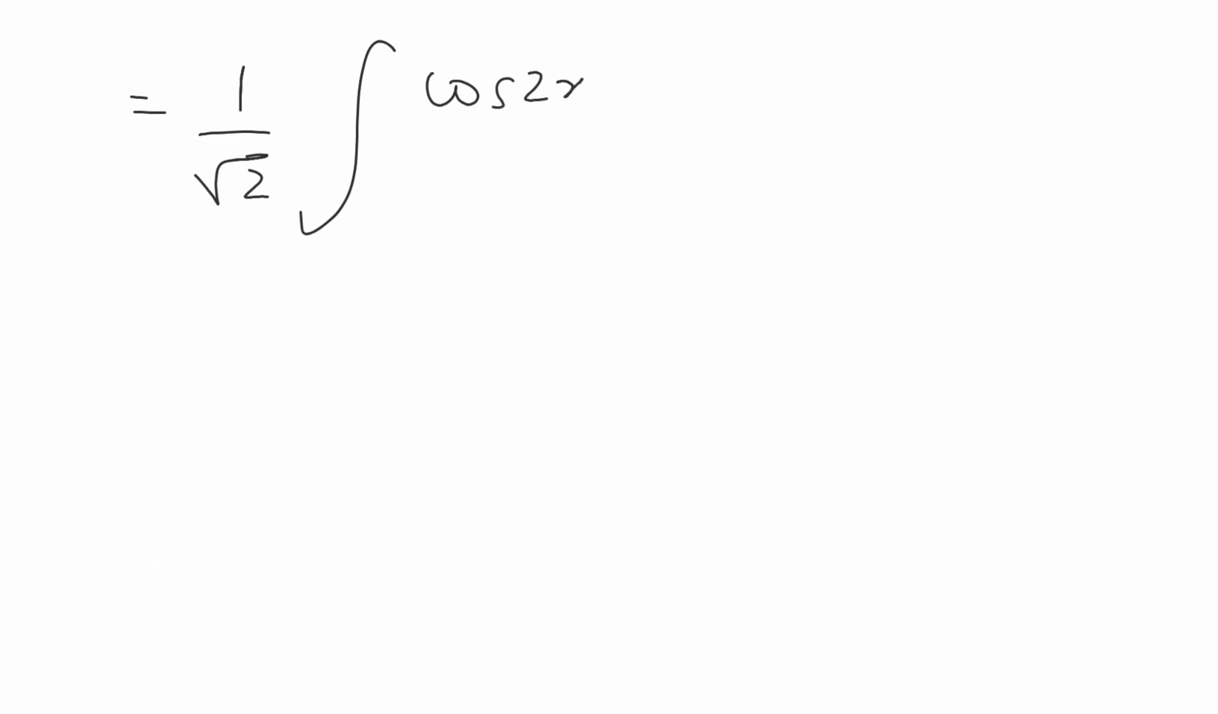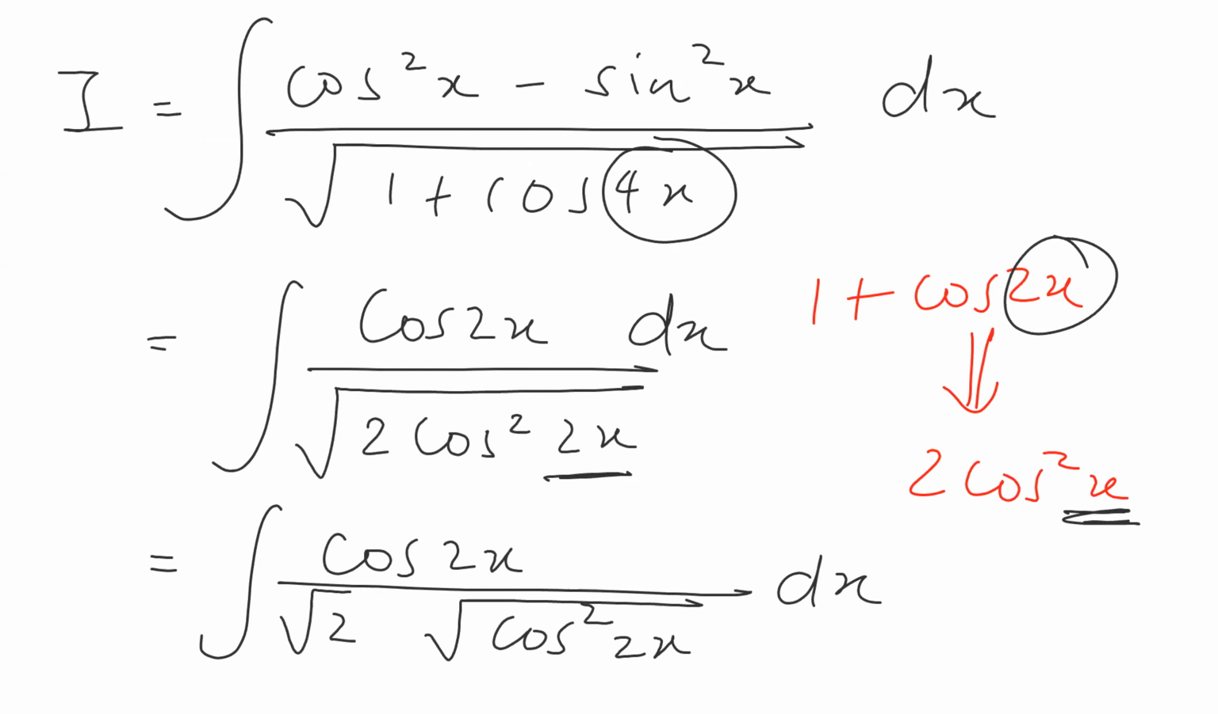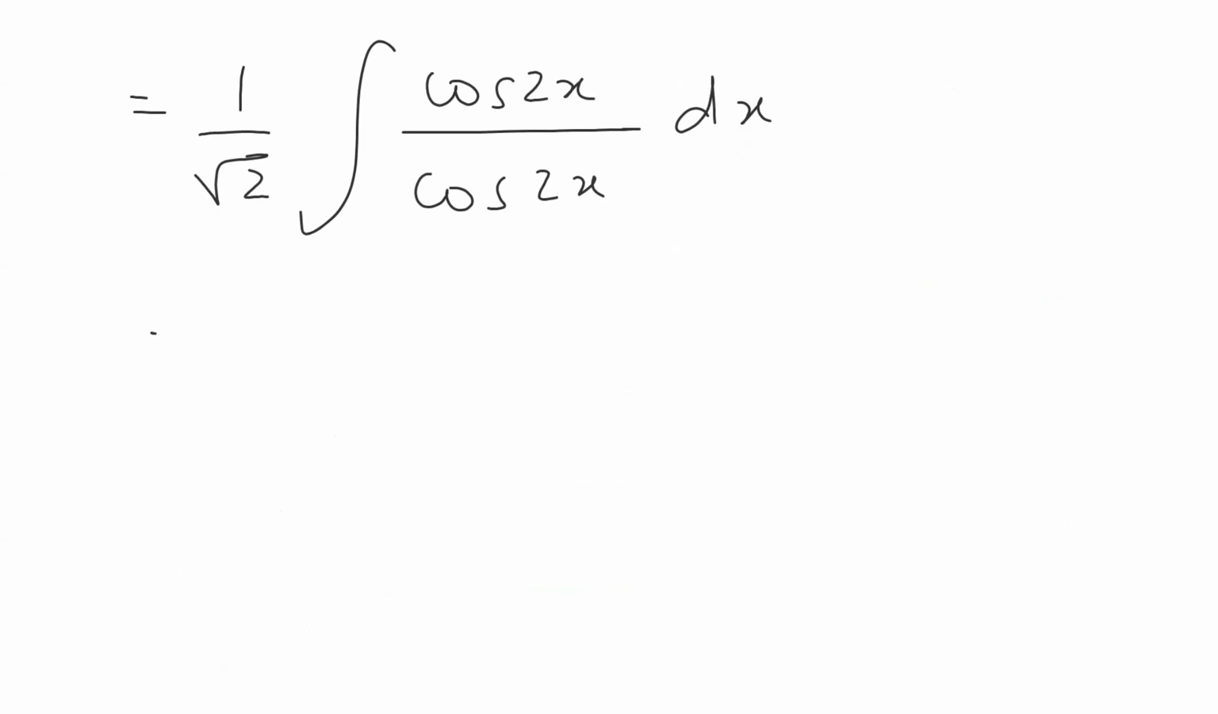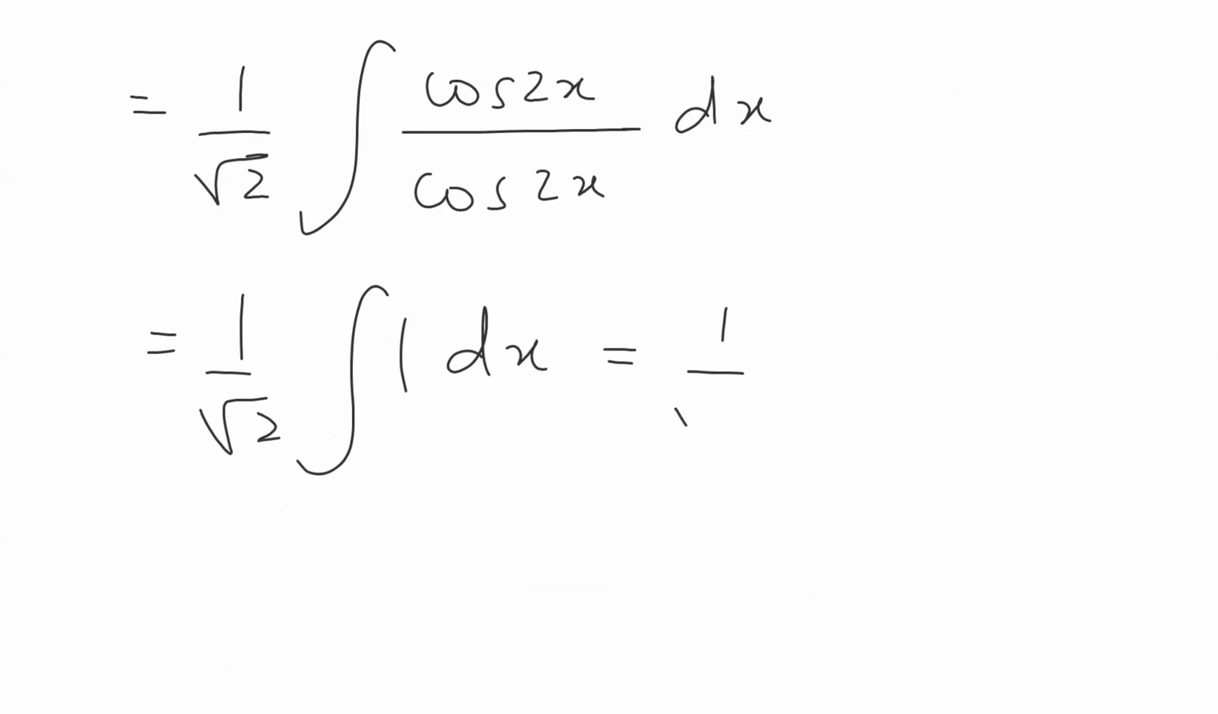So this will be cos 2x upon cos 2x. The square and the root get eliminated. So this will be 1 by root 2 into integration of 1 dx, and integration of 1, you all know, that is x plus c.